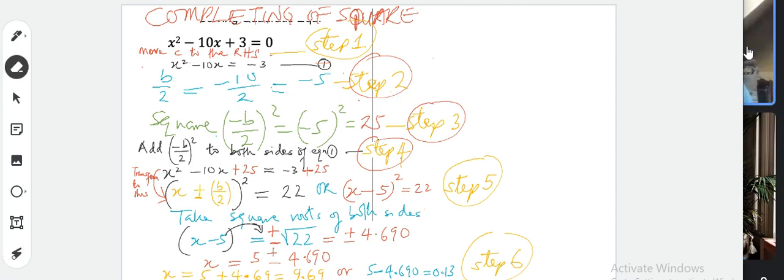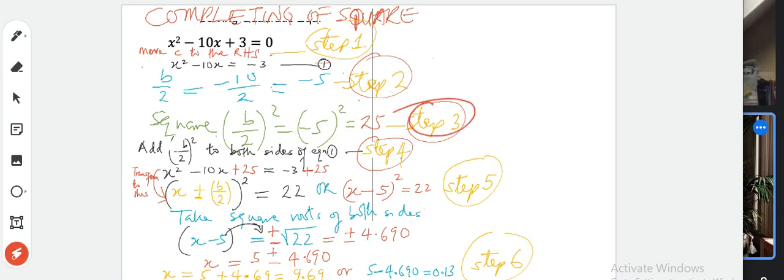Then step 3, you square b over 2. I don't know why we're writing it as minus b over 2. You square b over 2, and that gives us 25. That's minus 5 squared, 25. That's step 3.